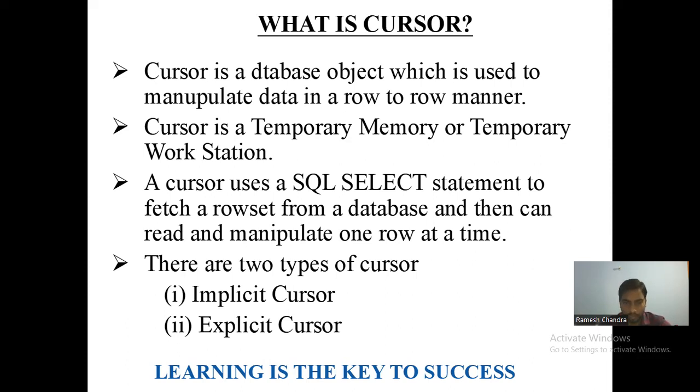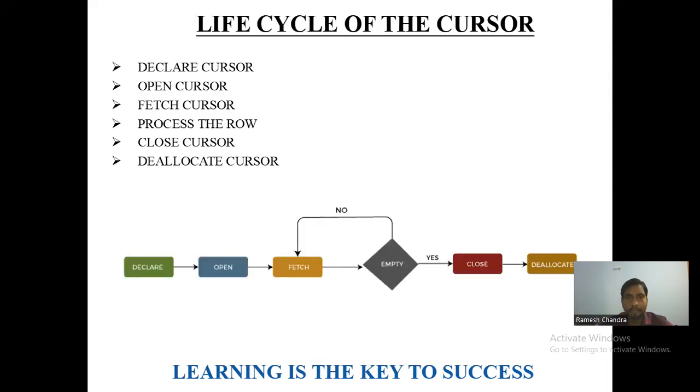There are two types of cursors. One is implicit cursors and the other is explicit cursors. Okay. What is the life cycle of cursors, or you can say, what are the components of cursors? Both are the same: declare cursor, open cursor, then fetch cursor, process the row, close cursor, deallocate the cursor.